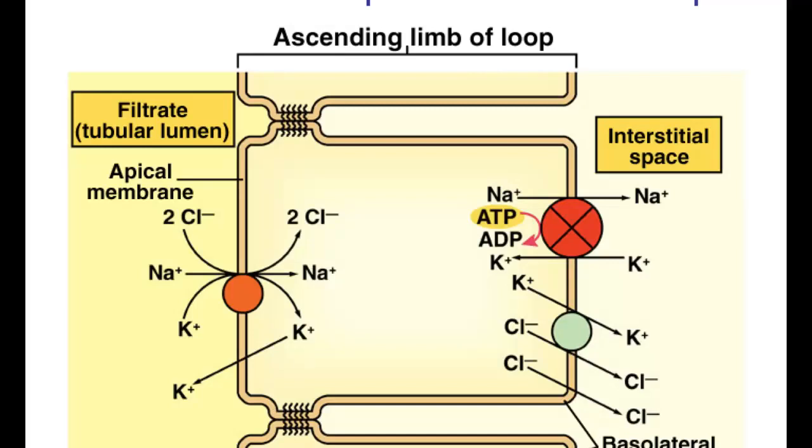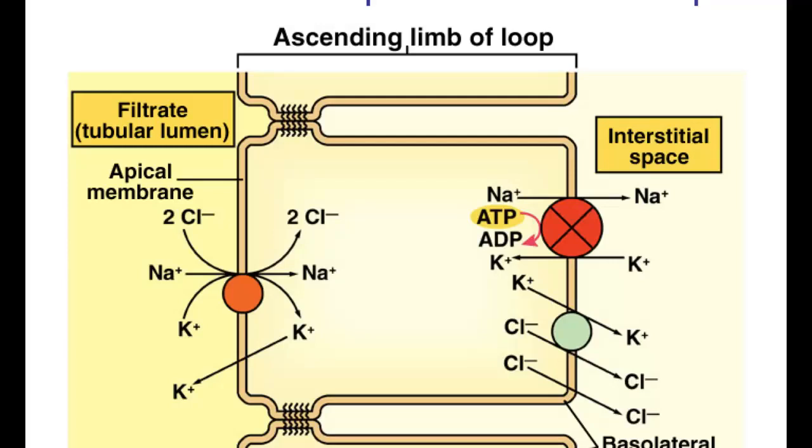This potassium secretion mechanism is coupled to sodium reabsorption. So if we look here in the ascending limb of the loop, and we look at our filtrate, the tubular lumen on the left-hand side, and the interstitial space on the right-hand side, we see a couple things happening. From the apical membrane, from the filtrate, we have sodium coming back in, being reabsorbed, also potassium, also chloride. But on the bottom, we see there's a potassium transporter that pushes potassium out.